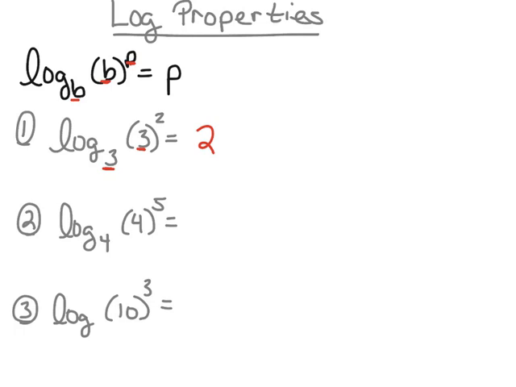Number 2, log base 4 of 4 to the 5th power. Once again, notice how the base and the argument are the same, and anytime this is true, the answer is your exponent. In this case, that exponent is 5. Number 3, we have log of 10 to the 3rd power. Now, although you don't see a base there, remember it's understood to be a base of 10. Therefore, the base and the argument are the same, and because they are the same, the answer is our exponent, and that exponent is 3.